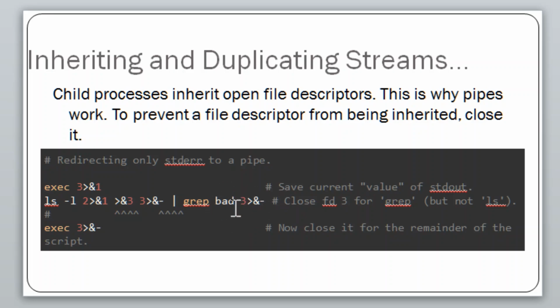And here we're closing the output of grep. So we close file descriptor 3 for grep, but not ls. And then here we're closing it for the remainder of the script, which we see here, okay?